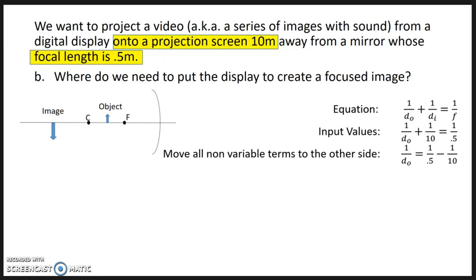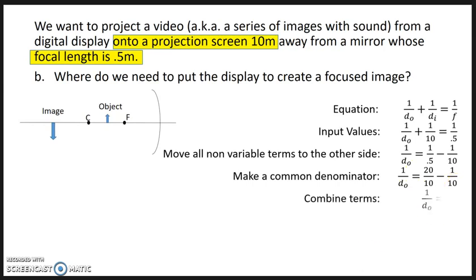What we have to do is find a common denominator. So the common denominator for here would be 10. So we multiply 0.5 by 20 in order to get to 10. We multiply the top by the same thing so that the fraction does not actually change. The value is not changed of the fraction, it's just its appearance. So we now have 20 over 10 minus 1 over 10, which we can now combine into 19 over 10.